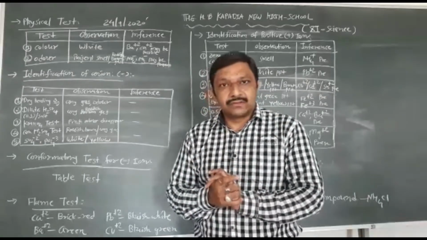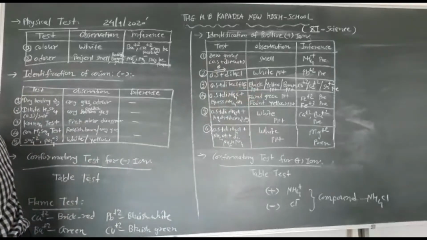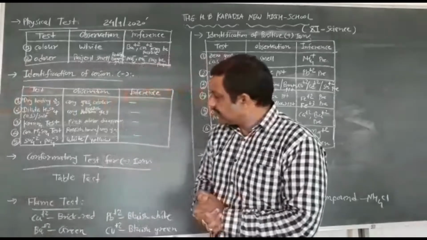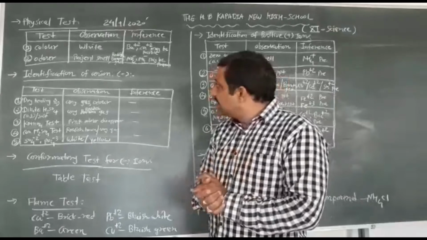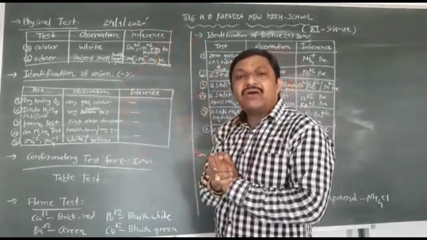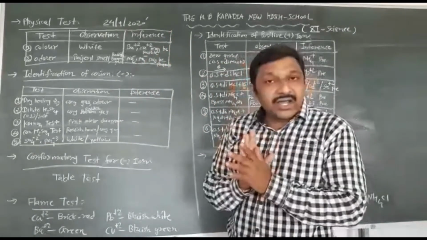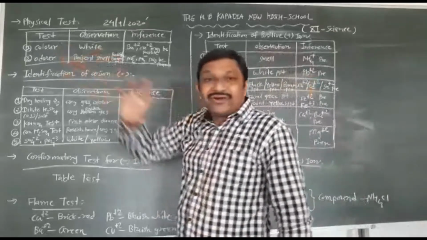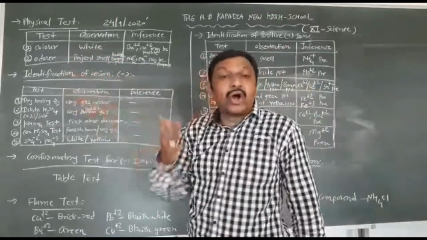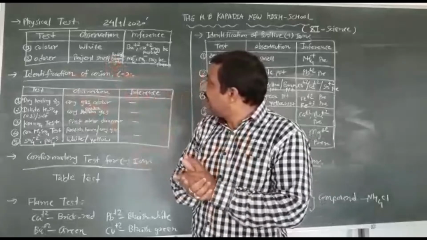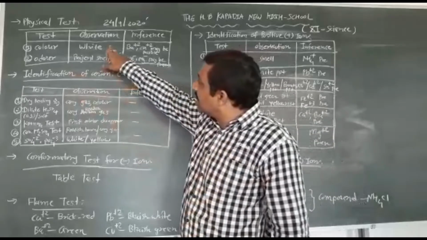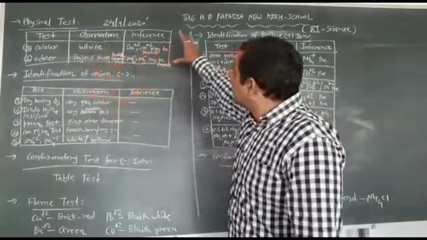Now listen. First, for the negative ion, you have to perform the physical test. In the physical test, there is color and odor. What is the color of your salt? And second, odor: what is the smell of your unknown compound? So this is your physical test: color and odor.